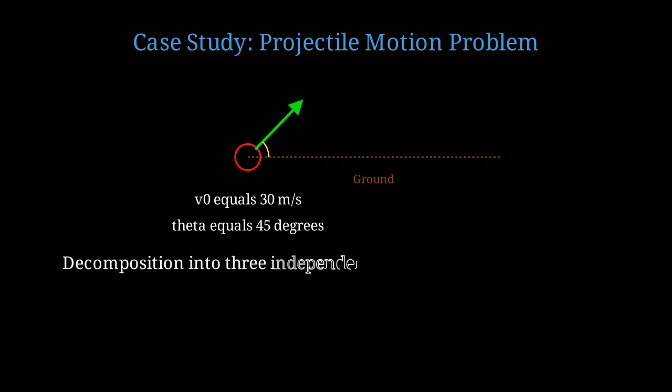We decompose into 3 subtasks. Task 1, resolve initial velocity into components. Task 2, analyze vertical motion for max height and time. Task 3, use time to find horizontal range. Task 1, resolve velocity components. This is straightforward trigonometry.